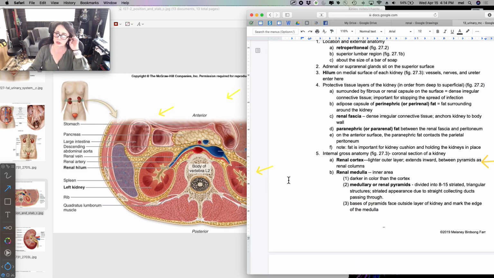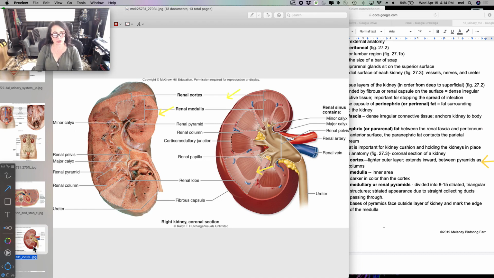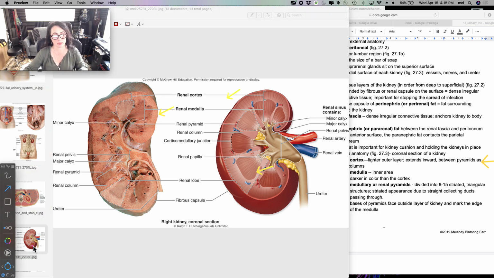So if we start to look at the internal gross anatomy of the kidney, the best way to do it is to look at a coronal section of the kidney. So here's a coronal section of the kidney, and the kidney is one of those organs that when you actually get a wet specimen to look at, it looks something like the model. Of course, nothing's color-coded as beautifully as the models.